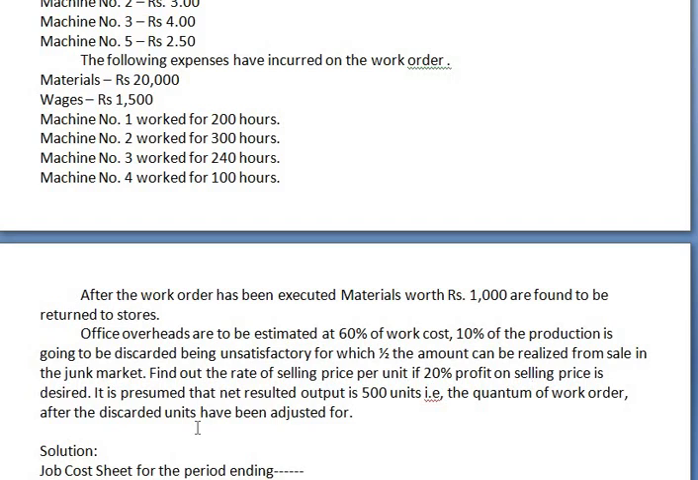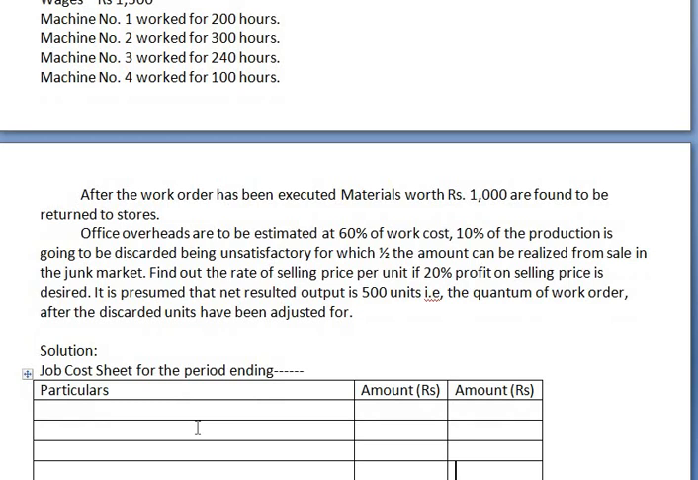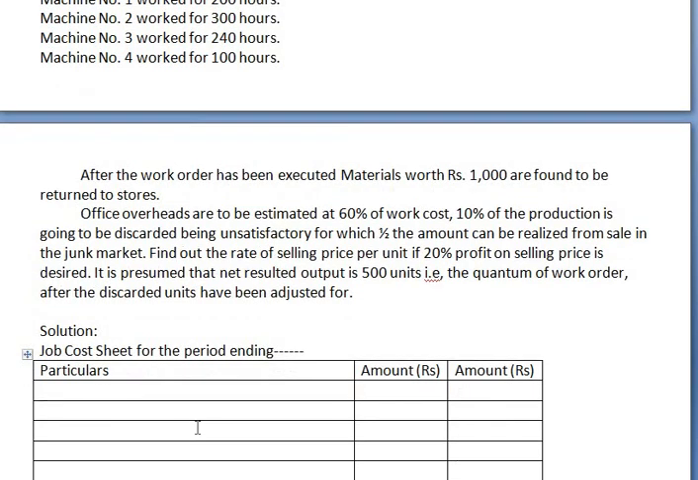Okay, so this is the problem, and they have asked us to prepare the job cost sheet. Next line heading, write down job cost sheet for the period ending. Next line, three columns: particulars and two amount columns. So first we need to take direct material. Direct material is already given in the problem, that is 20,000.